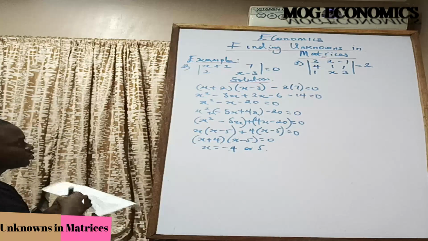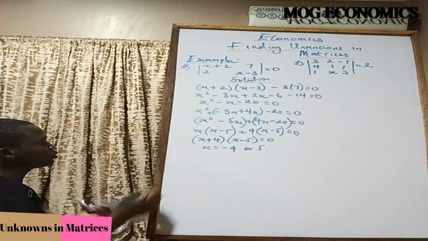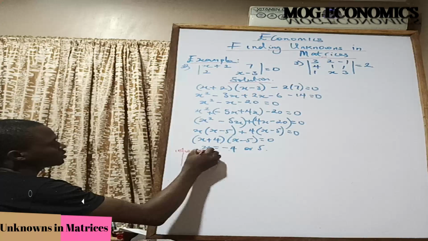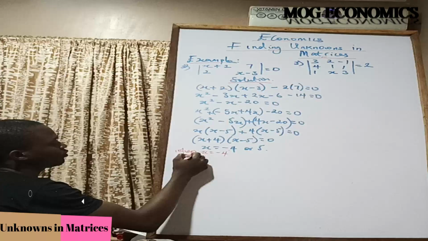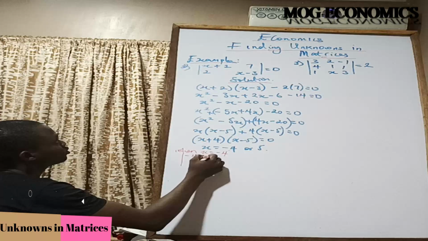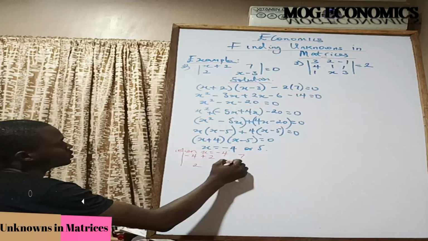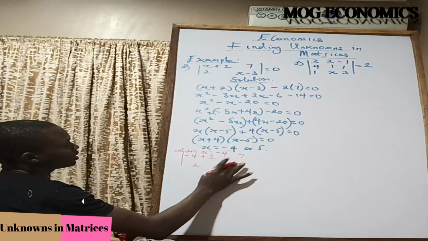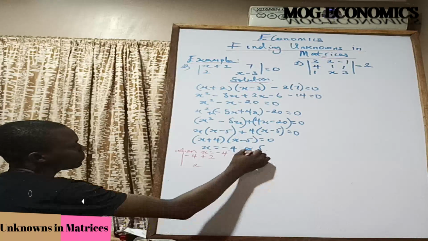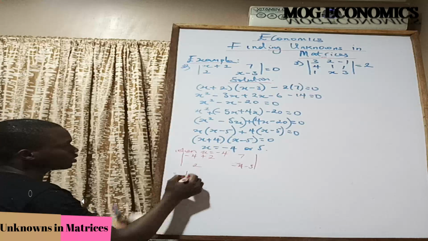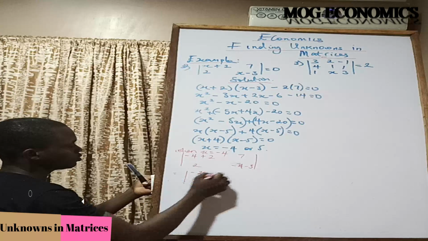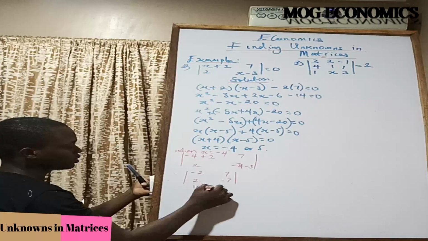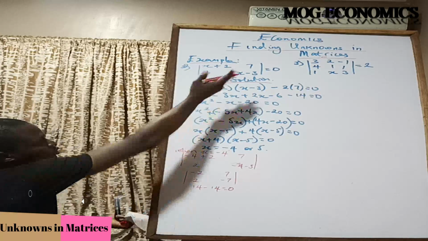And that's it. If we want to prove it, proving is not really part of what you're supposed to do, but if you want to, when x equals minus 4, we have minus 4 plus 2, then 2, 7, and minus 4 minus 3. So minus 4 plus 2 gives us minus 2, 2, 7, and minus 7. Minus 2 times minus 7 is 14, minus 14 equals 0, correct.